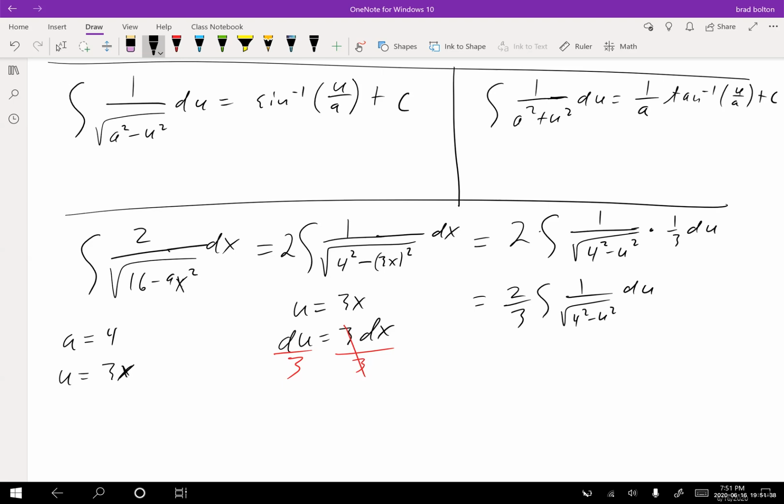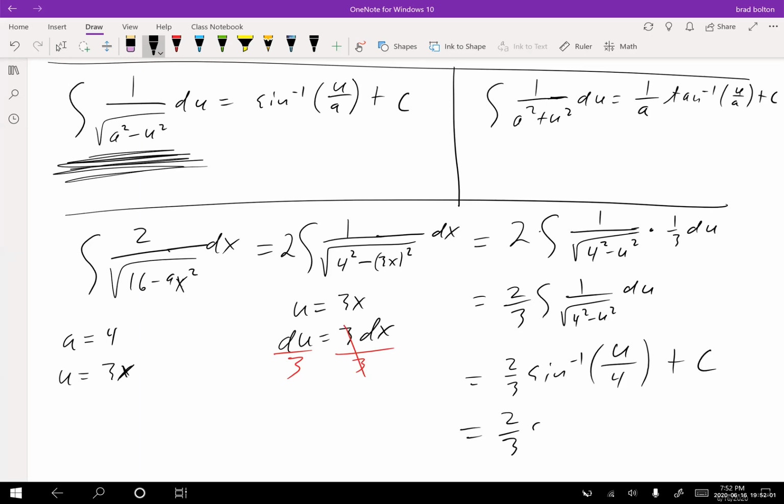Okay, so now we have it in the correct format. We have it in the format where it's a squared minus u squared. And that's what they said we need, right here. So now I can just say that this is 2/3 sine inverse of u over a. Okay, so u over a, but in this case, a is 4 plus c. However, what's u? We know that u is actually 3x, so this becomes 3x over 4 plus c.